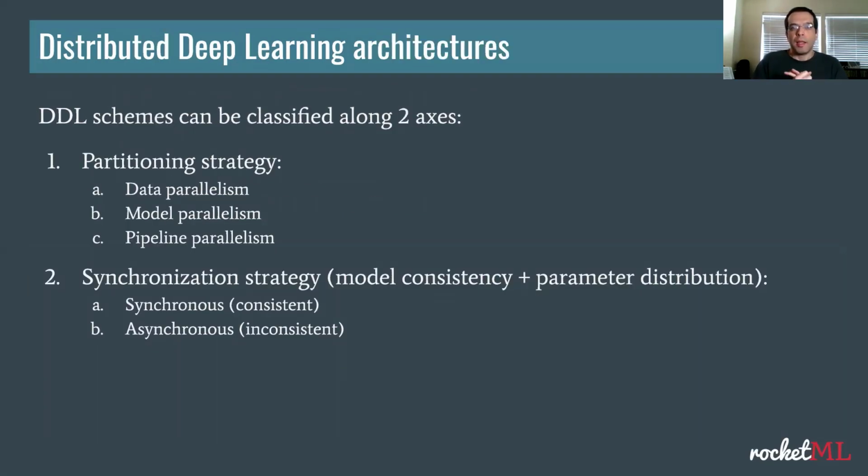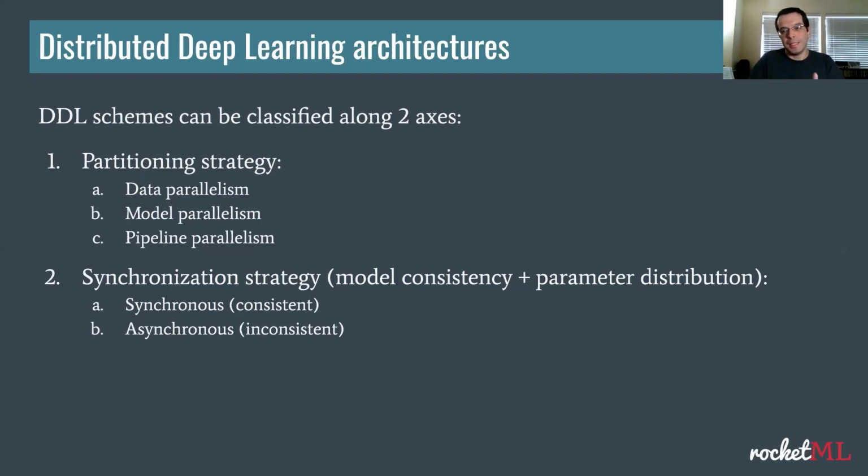So the main different strategies out there to perform distributed deep learning can be bundled into 2 main independent axes, right? And these would be the partitioning strategy, which is how to split the data or the layer implementations and the operations among the available workers. And there are 3 main ways to do that, which are the data parallel strategy, model parallelism, and pipelining. And we're going to take a look at each one of them next.